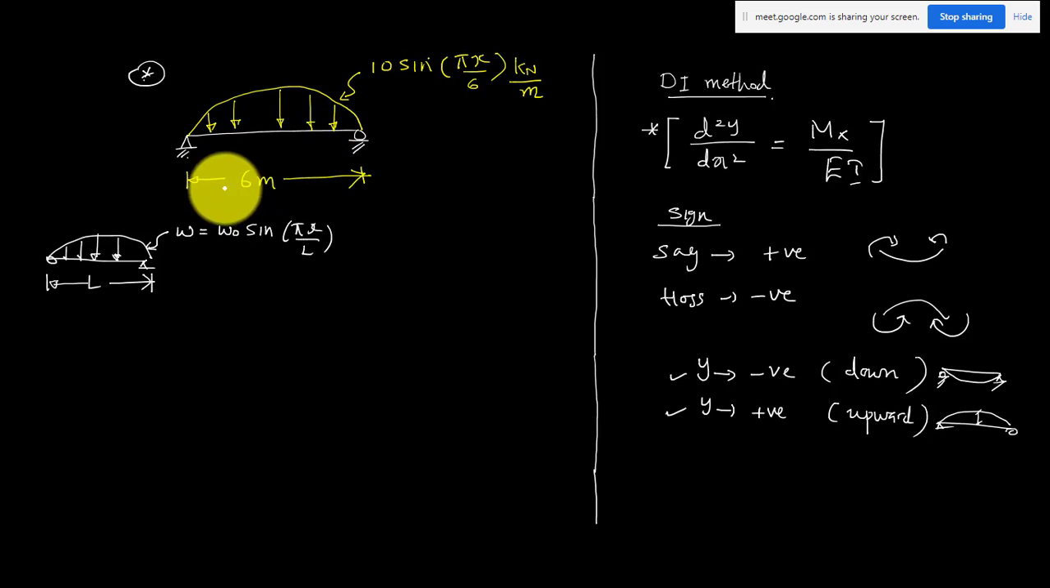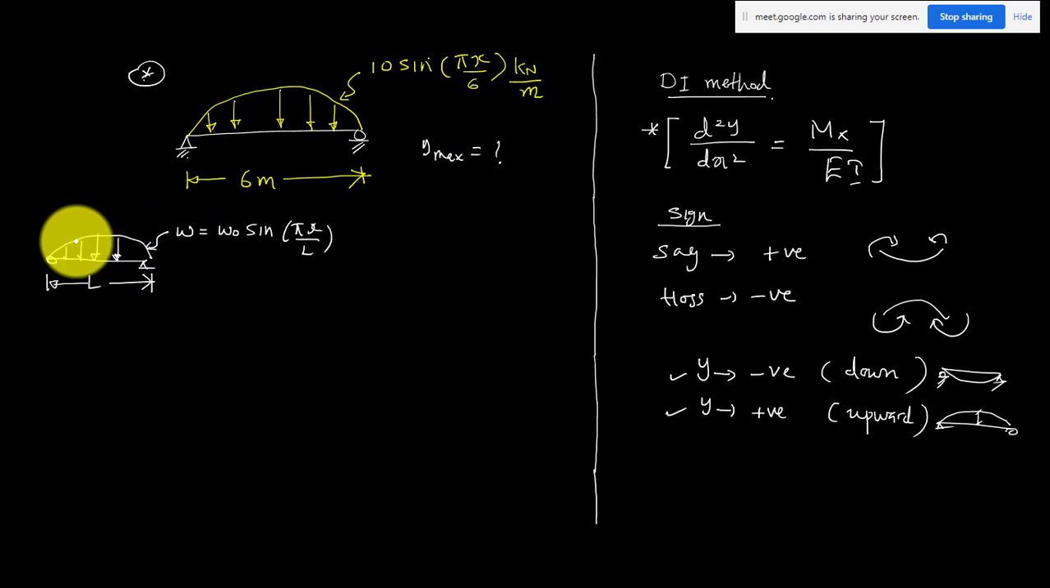Some beam is given of 6 meter span, and the load intensity is given as 10 sine of pi x by 6. This is the load intensity. The unit will be kilonewton per meter. Suppose it is a question where we want to find the deflection. So what is the maximum deflection? Yesterday we solved this problem.